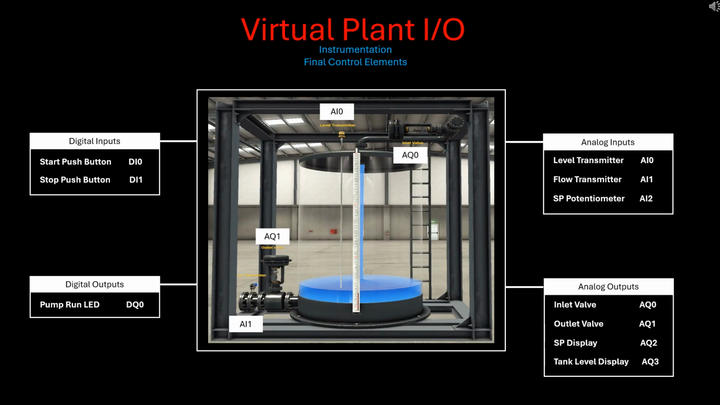The tank level configuration consists of the following: a linear tank with a side glass fitted with a level transmitter, AI0, a flow transmitter mounted on the outlet, AI1, and inlet and outlet actuated control valves, namely AQ0 and AQ1.